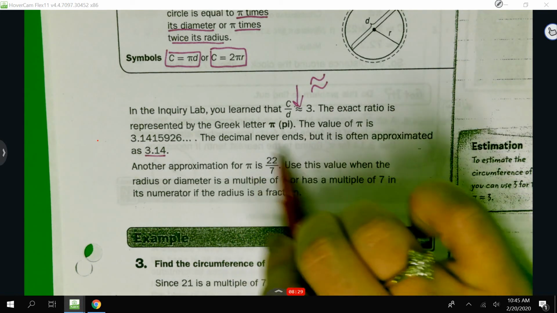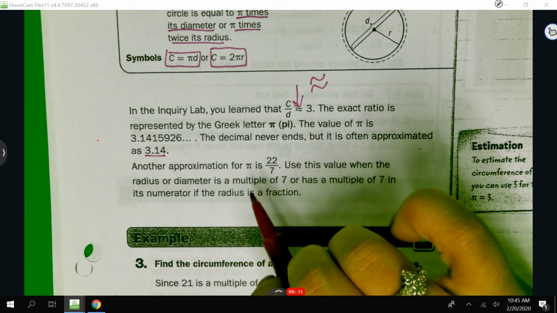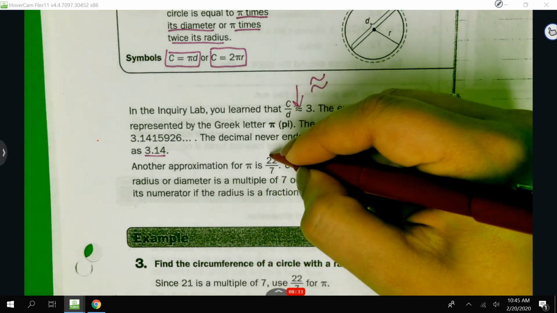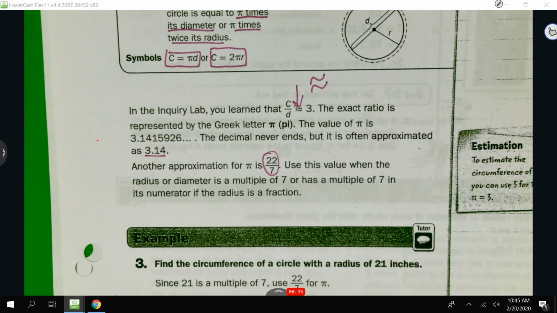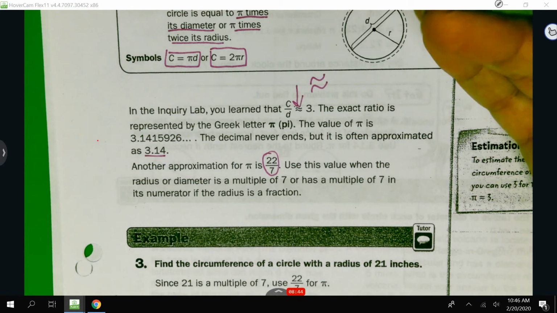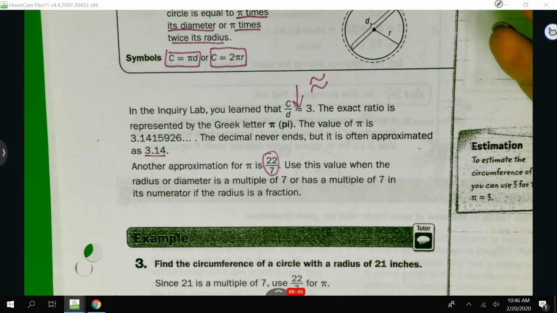Another approximation that sometimes people use, not very often, but in this packet they're going to use it a few times, is 22/7. Unless it specifies which one to use, you can choose. I normally like to use a decimal because I like decimals better than fractions. But it's whatever your preference is. You will still get the same answer.